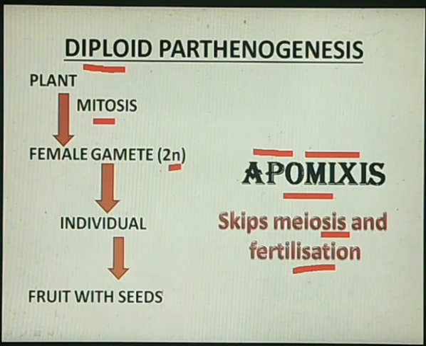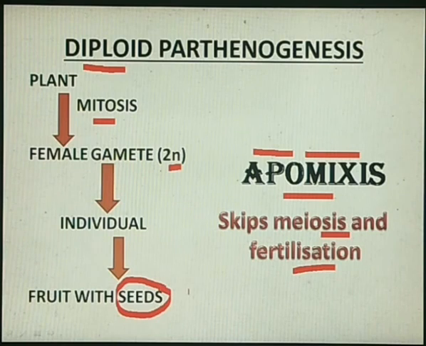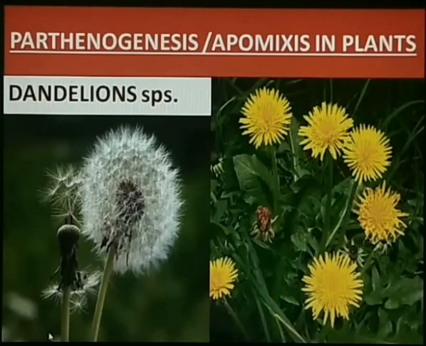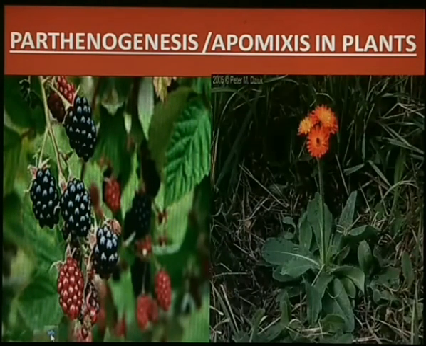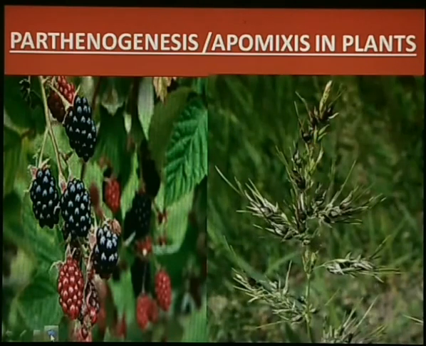with seeds. Here the seeds are developed from the ovules, that is the maternal tissue present in the ovule, which will develop into the seeds. Such diploid parthenogenesis is seen in dandelion species, also blackberries, hawkweed, and some Poaceae family, that is grass family plants. We see this apomixis. But now this apomixis is again used in agriculture.